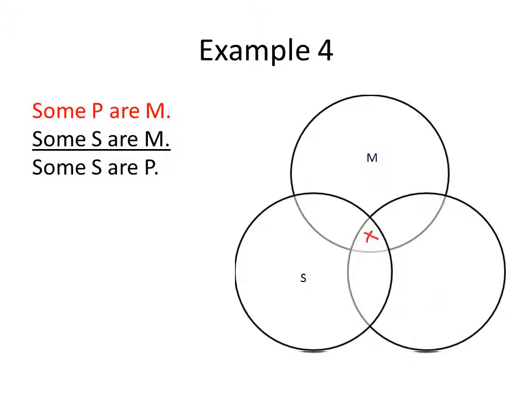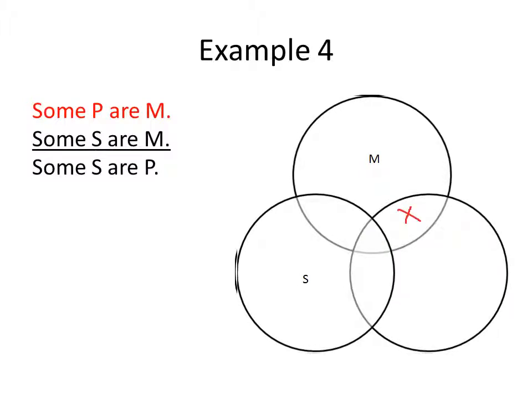Well, here's something, right? Suppose there was something that existed there. Then it would be both P and M. It would overlap the P circle and it would overlap the M circle. Of course, it would also be S. But the claim that some P are M is consistent with that thing being both P, M, and S. Of course, it might be the case that there's something that's just both P and M, but not S, in which case there'd be something there.